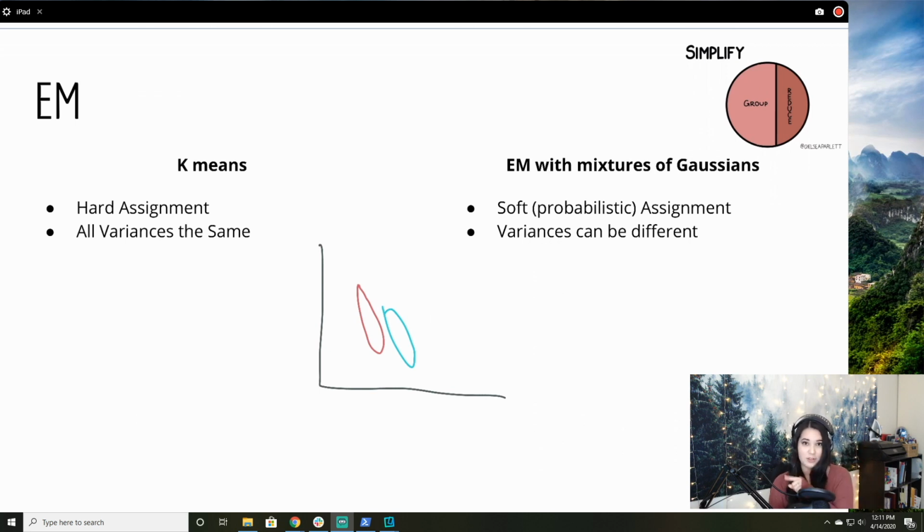So just to review, K-means has hard assignment. Expectation maximization with mixtures of Gaussians has soft assignment, or probabilistic assignment. K-means assumes that all your variables have equal variance, or really that your clusters will all have the same variance in every direction. EM with mixtures of Gaussians will instead explicitly model whether the variance is the same in all directions and will allow your clusters to not be spherical. Instead, they can have rounded ellipsoid shapes.